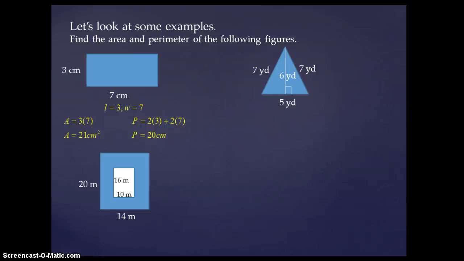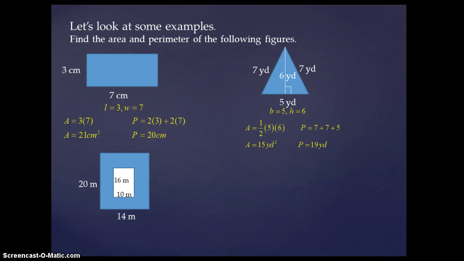Notice on these that we have units. Area is always units squared, where perimeter is just units. Triangle. Base here is 5 and height is 6. Remember, we're always looking for that 90-degree angle. No matter how we flip this triangle, 6 and 5 are going to be our base and height because they hit at a right angle.